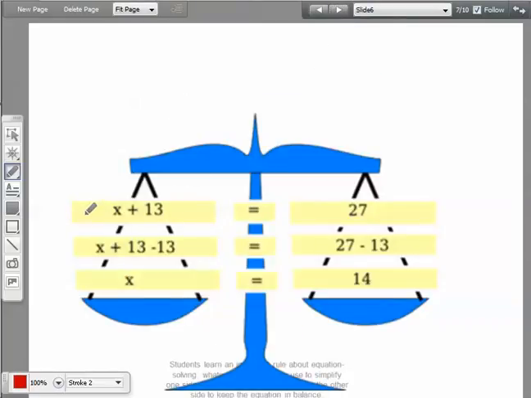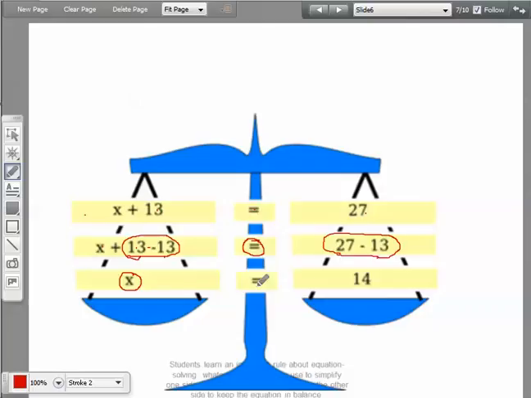If this is my original equation, x plus 13 equals 27, I'm going to subtract 13 from both sides of the equation. See how I've got it right here, subtracting 13? And over here, 27 minus 13, I've got that minus 13 on both sides of this equal sign. And when I do this over here, 13 minus 13, well, that's the identity property. It gives me 0. And x plus 0 gives me x. Over here, 27 minus 13 is 14. That means that x equals 14, and we've solved it.